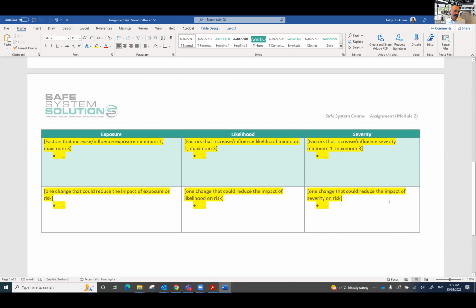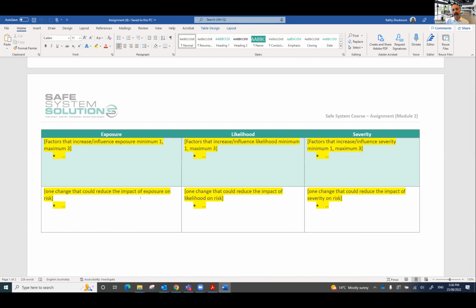For exposure, you could close off roads, build an overpass, anything like that. Or you somehow restrict numbers or change numbers, do a bypass, a diversion, or something like this. For likelihood, you're going to change signs, fix signs, signalize it, fix the lighting up, provide better pavement surface, anything like that.